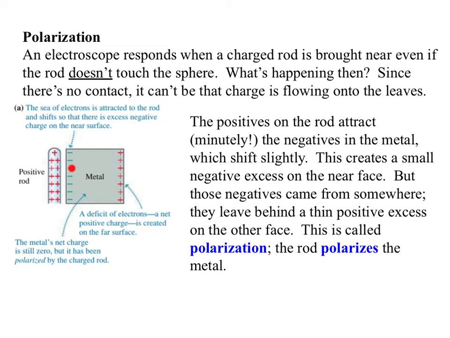And that will shift some other guys over a little bit to fill in that gap, and so on and so on. The net effect will be a wall of negative charge here and a wall of positive charge here. It's a very small shift. It might be on the order of an atom or even smaller, but it does create an imbalance. This is called polarization. We say the rod polarizes the metal. It's very easy to see in the case of a conductor, where charge can actually flow to get as close as possible to that positive rod.